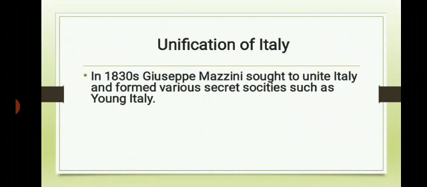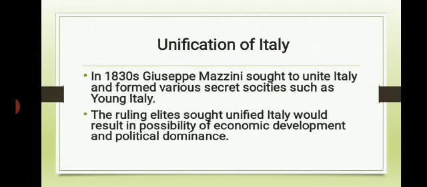In the 30s, Giuseppe Mazzini sought to unite Italy and formed various secret societies such as Young Italy. We have already known about it. The ruling elites thought a unified Italy would result in the possibility of economic development and political dominance.